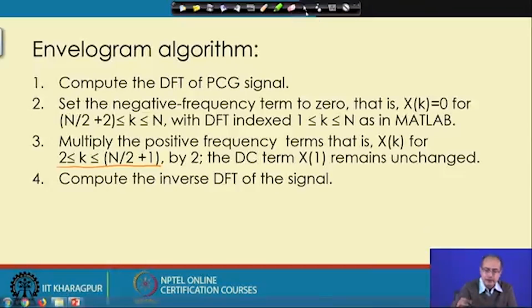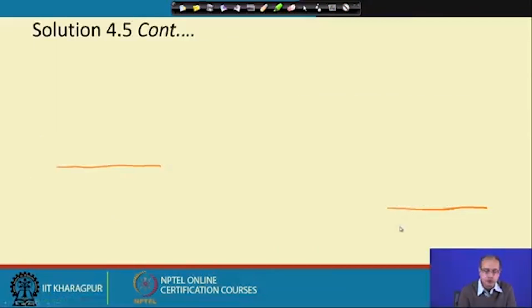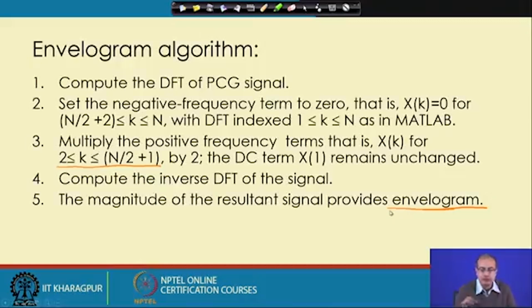And the next point is that we have to look for the magnitude of the resultant signal, that will provide us the envelogram. The analytic signal we got, its amplitude will give us the envelogram. For that we have to take the absolute value, because this one would be a complex signal. If we take the absolute value of it, we will get that magnitude, and that is what we are looking at, that provides us the envelogram.